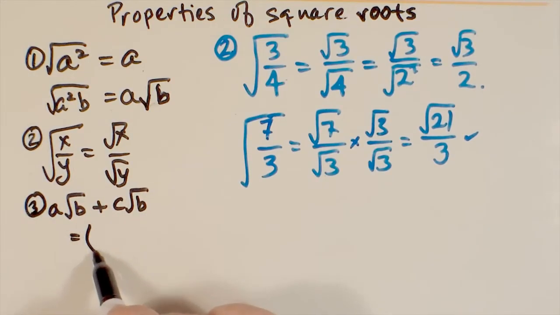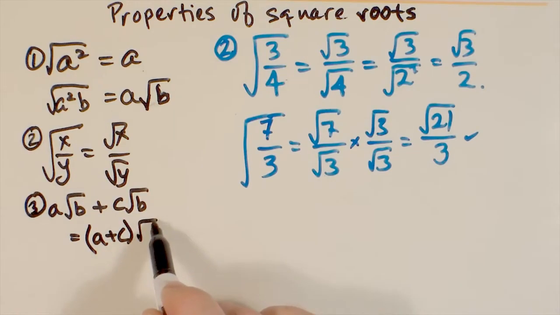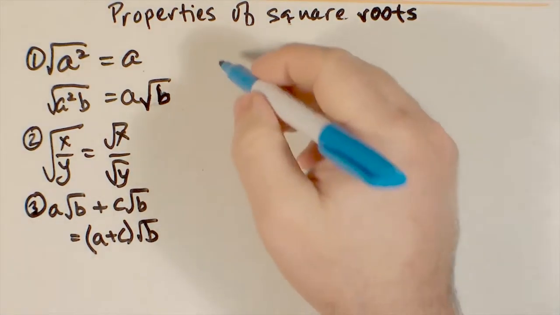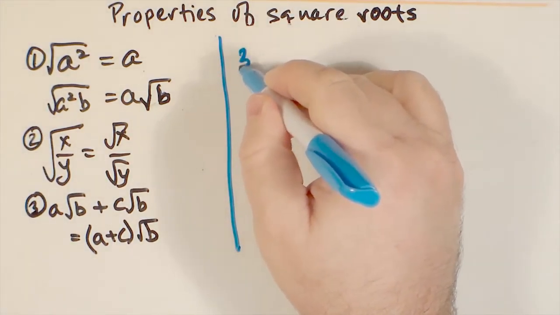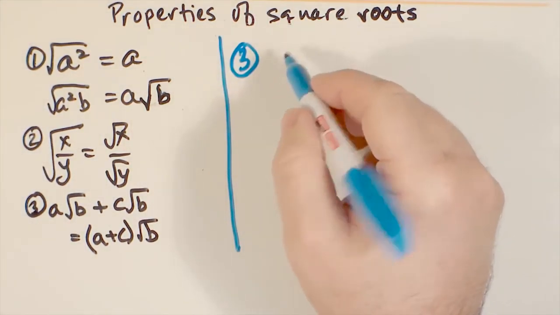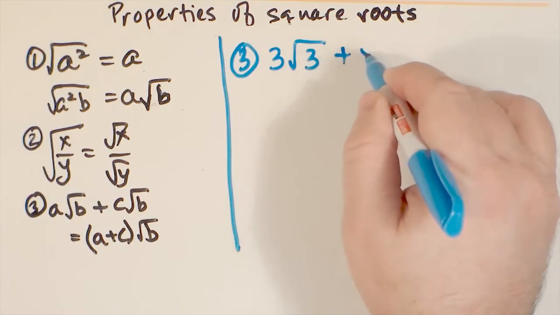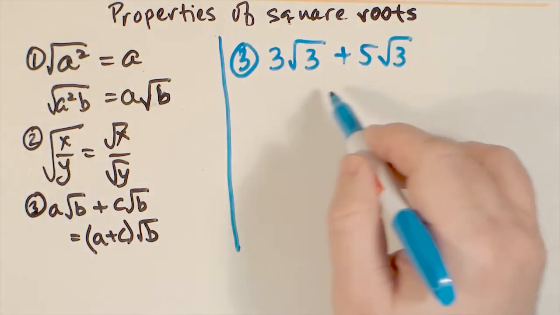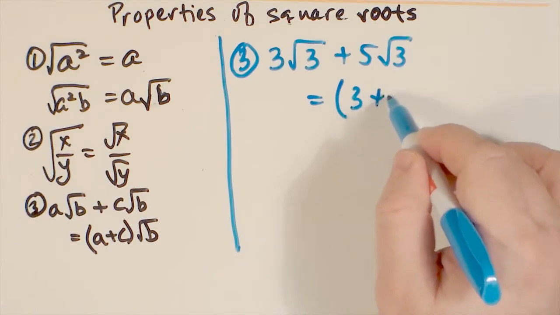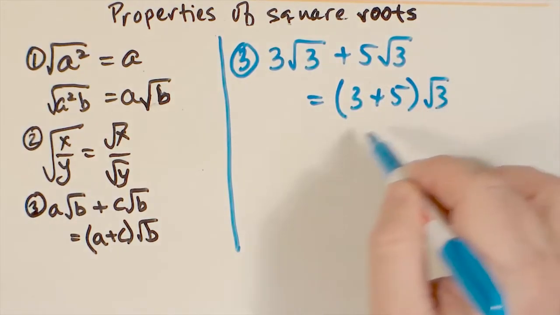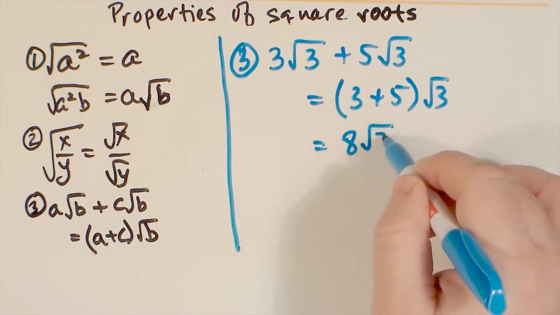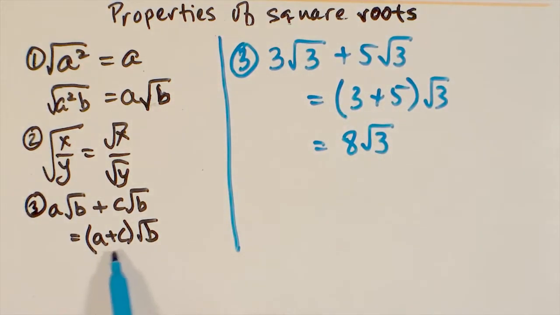Now what about square roots with factors in them? If I have a root b and c root b, I can factor out root b outside of a plus c and just add a and c together. So here's an example. Let's take 3 root 3 and add it to 5 root 3. Intuitively, I like to show the operation in a very stepwise fashion. Most of you would probably just do this in one step, but we can actually factor the root 3 out of 3 plus 5. 3 plus 5 is 8, and we end up with 8 root 3.